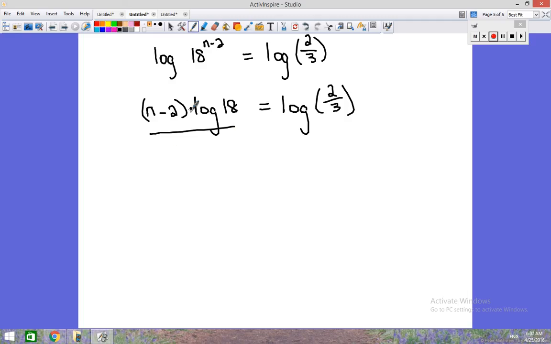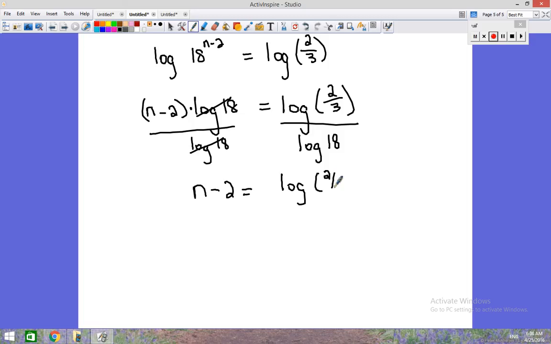Alright, so the inverse of multiplication is division. If we divide both sides by the log of 18, how will that simplify? How will this help us? Log of 18 divided by log of 18 is 1. 1 times anything, you get that thing back. 1 is the multiplicative identity. So n minus 2 times 1 is just the n minus 2. This does not mean log times 2/3. So we cannot simplify this any further on the right hand side.